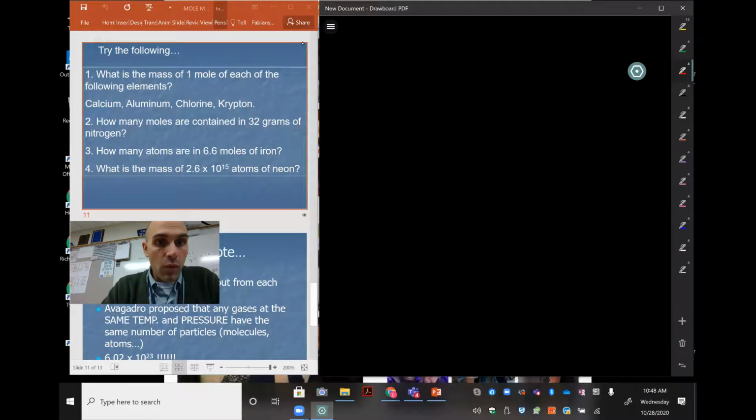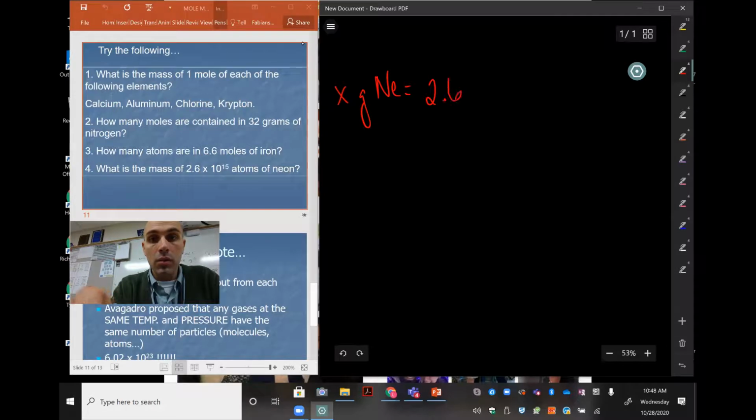All right, number 4, what is the mass? So this is a 2-stepper, guys, 2-stepper. Our first one, X grams of neon equal 2.6 times 10 to the 15th atoms of neon.